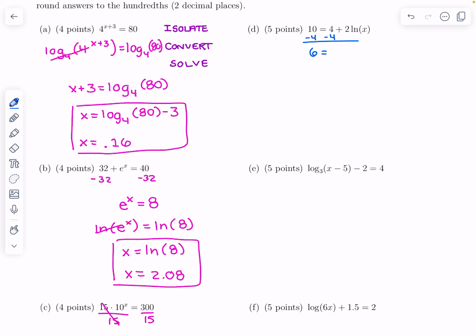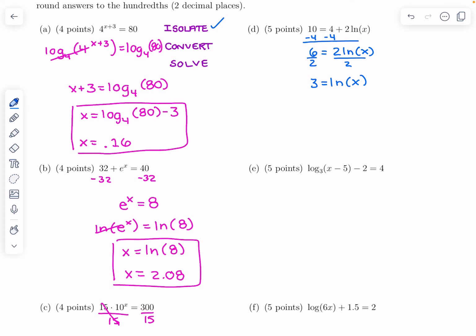So I get 6 equals 2 times ln of x. I don't quite have that ln on one side by itself. I have it multiplied with 2, so I'm going to divide both sides by 2 to get it by itself. So 3 equals ln of x. I just did a couple steps to isolate. Now I have the log on one side by itself.